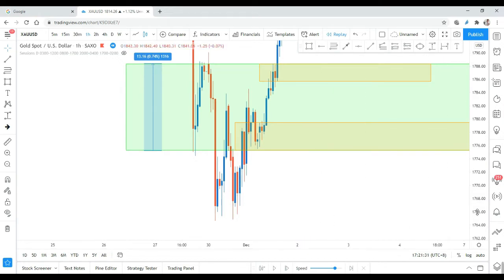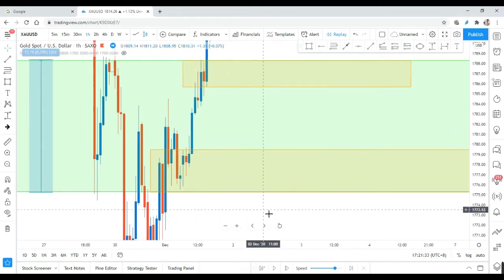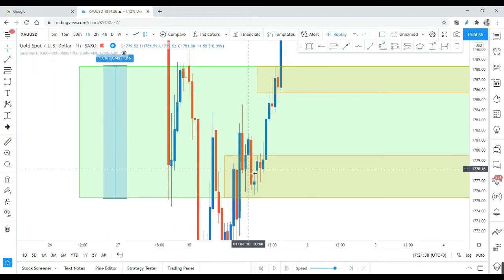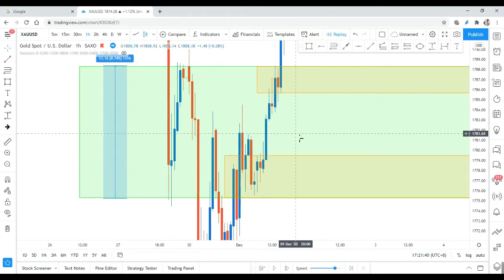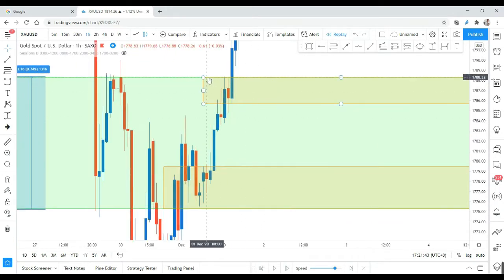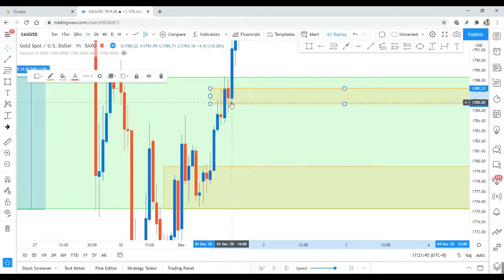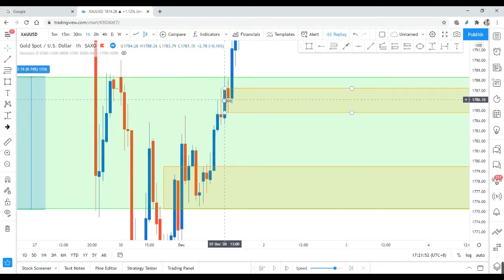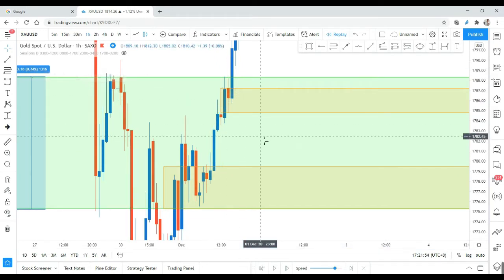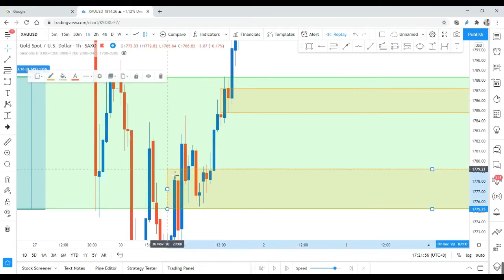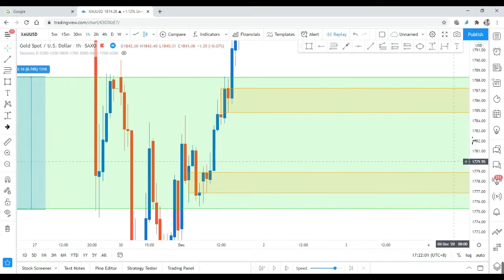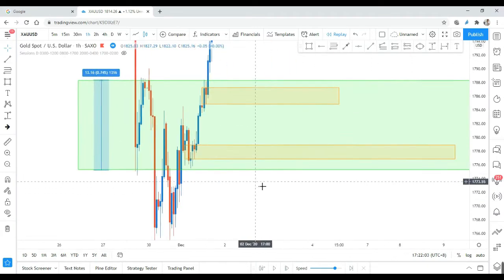Over here we have two very beautiful demand zones. The first demand zone is this one, so of course we label it demand zone like this. This is my first demand zone. And then my second demand zone will be this area. So now I have two potential entries.